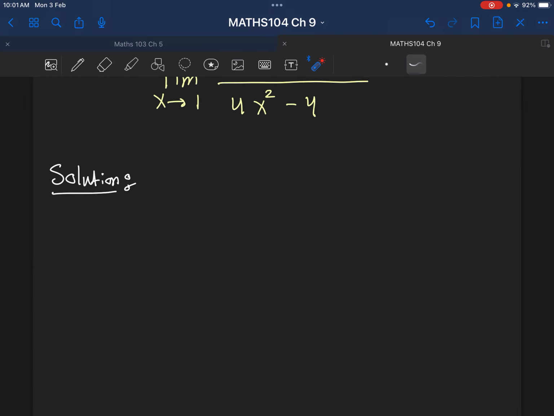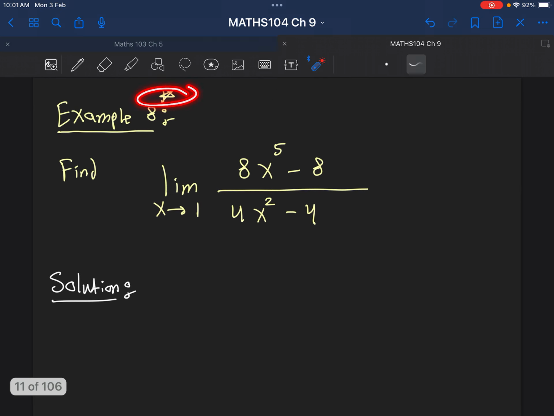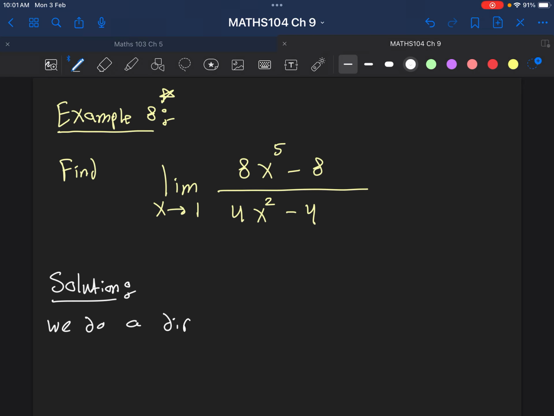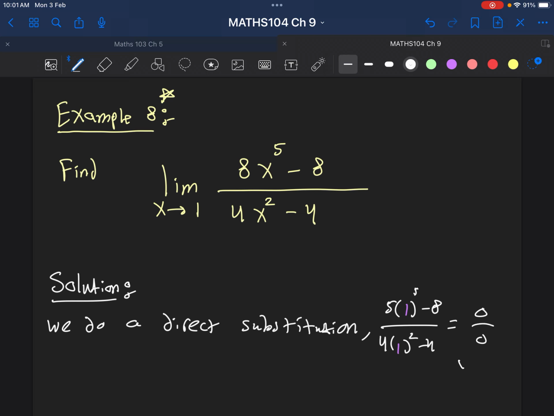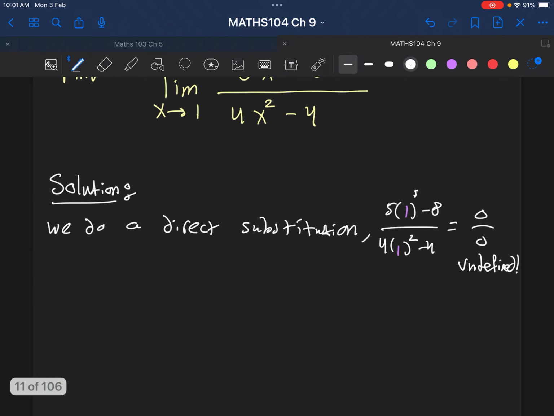Let's go to example number 8, and I write an asterisk about example number 8. Why is that? Let's see what we can do. First step, we do a direct substitution. So what do we get? We get 5 plus 8, 4, and these are just 1, 1. So if we do direct substitution, this is 0 over 0, which is undefined. So we need to factor.